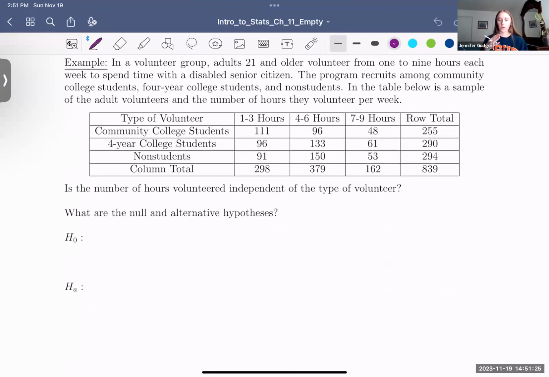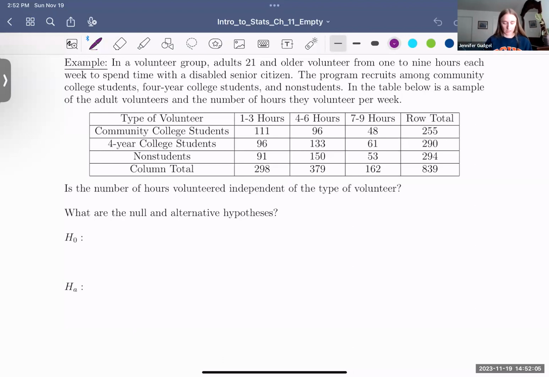So we have this volunteer group, adults 21 and older, that volunteer from 1 to 9 hours each week to spend time with disabled senior citizens. The program recruits among community college students, four-year college students, and non-students. In the table below is the sample of the adult volunteers and the number of hours that they volunteer per week. So we have the type of volunteer on the left, community college, 4 years, non-students, and the number of hours that they volunteer. Again, the null is going to be that they are independent. The alternative is that they will be dependent.